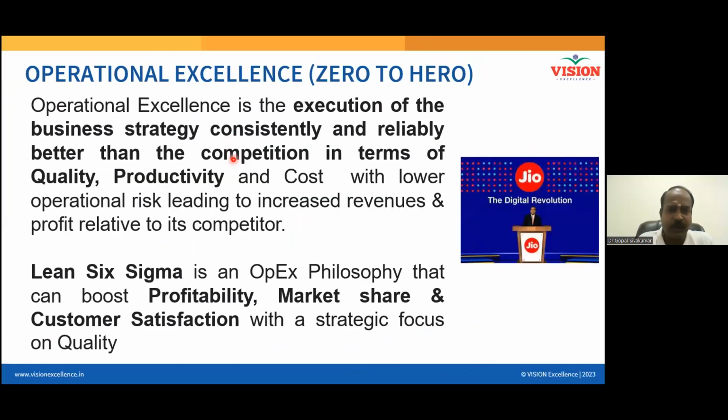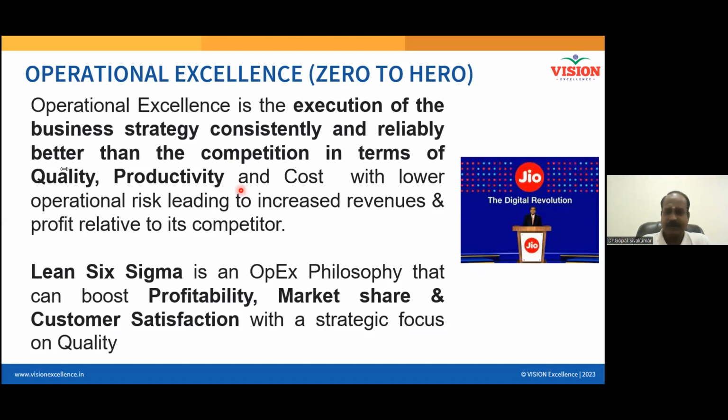Can one of you read it louder, the definition of operational excellence? Yes, sir. Please, read it louder. One of you who has a higher tone. My throat is a little upset.